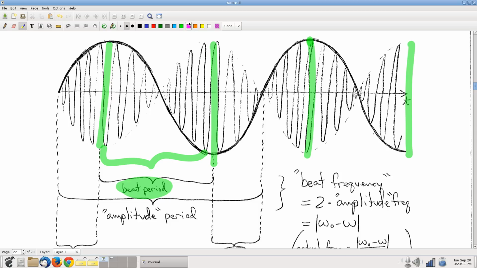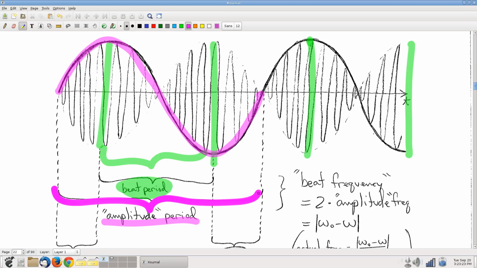However, the beat period, very importantly, is not the same as the amplitude's period. Don't forget that the amplitude function is this. That is one period of the amplitude function. And notice that the amplitude period is twice the beat period, thus giving us this observation here that the beat frequency is twice the amplitude frequency.